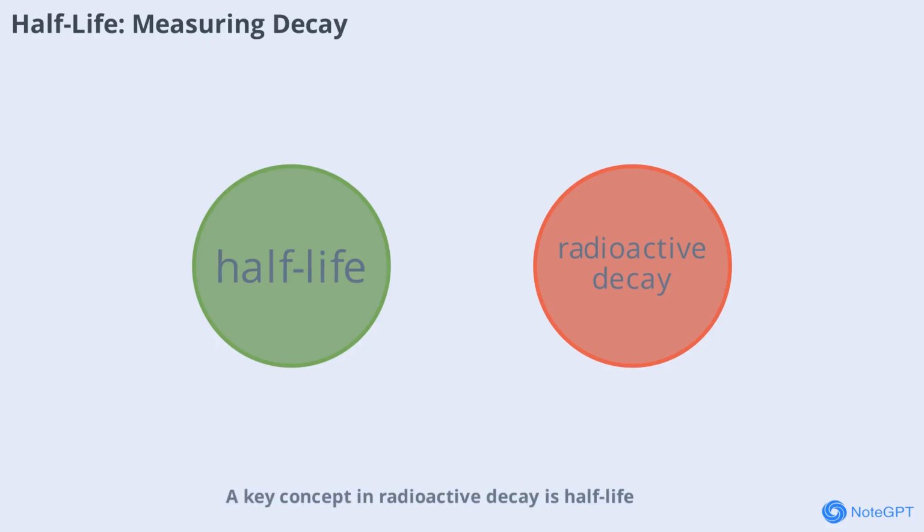A key concept in radioactive decay is half-life. The half-life of a radioactive substance is the time it takes for half of the atoms in a sample to decay. This period can range from fractions of a second to billions of years, depending on the isotope. Half-life helps scientists predict how long a radioactive material will remain active and is crucial in fields like archaeology, medicine, and nuclear energy. Understanding half-life allows us to measure and use radioactive materials safely and effectively.